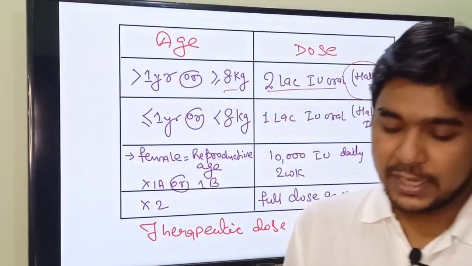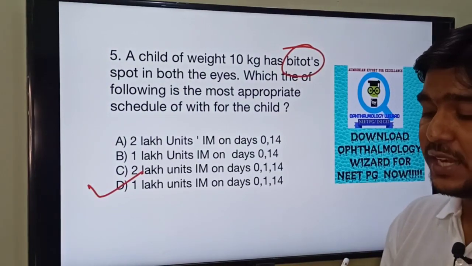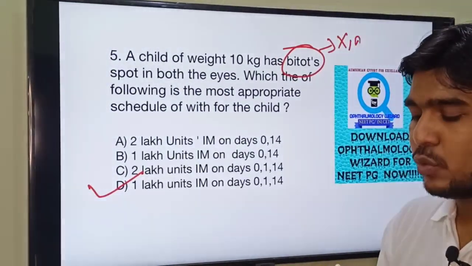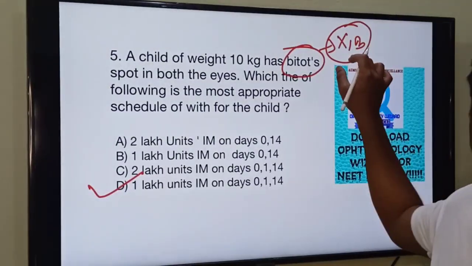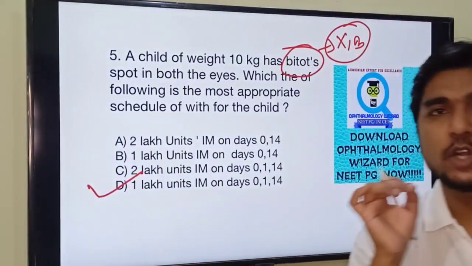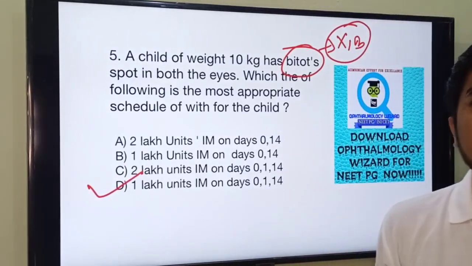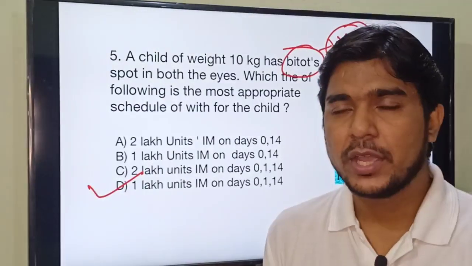Another important question that can be asked: Bitot's spot. Bitot's spot is present at which stage? X1B. This can be a question. X1B is the stage where you find the Bitot's spot. Bitot's spots are triangular in shape. They are frothy and triangular in shape. Okay.